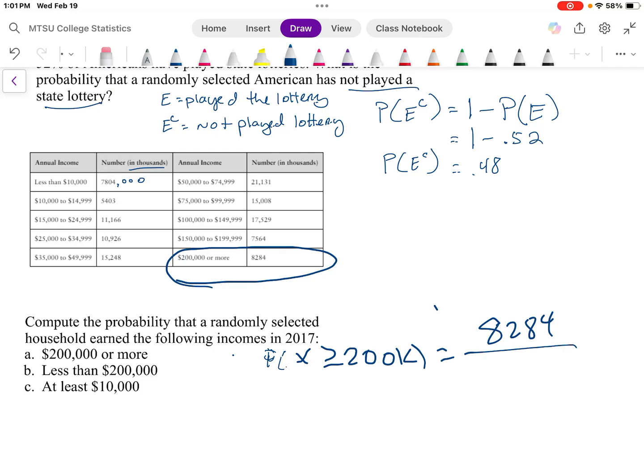Almost there. So that tells me the total was 109,013. So about 109,013,000 people were in this data collection for this survey to get these numbers here.